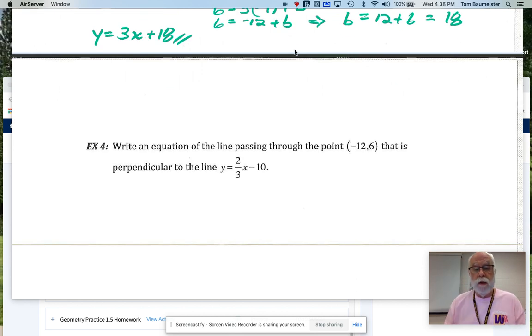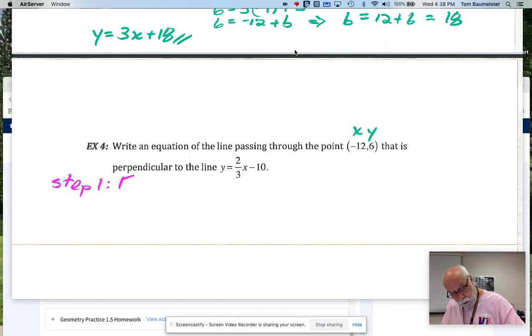Example 2: write an equation of the line passing through the point negative 12, 6. So again, just think that is my x and my y. That is perpendicular to the line y is equal to 2/3 x minus 10. So on this one here, it's already in slope-intercept form. So what we have to do is find the line that is perpendicular to it. So step 1, find slope.